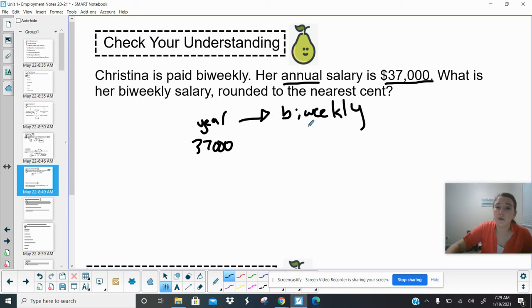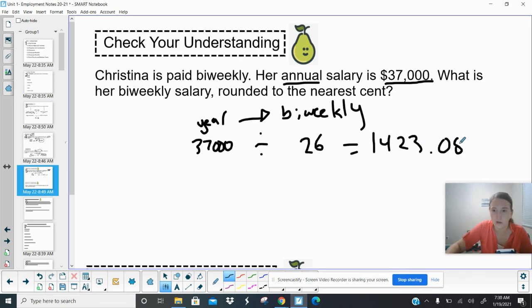Okay, so the number we are using because it's biweekly, it's on your formula sheet, you wrote it down, it's 26. We are going from a year to a biweekly pay period. Remember, that's only 2 weeks. So big to small, you should have divided. Again, ask yourself what makes sense. It would not make sense to multiply here because I need to get a smaller number. I'm going from a whole year to only 2 weeks of pay.